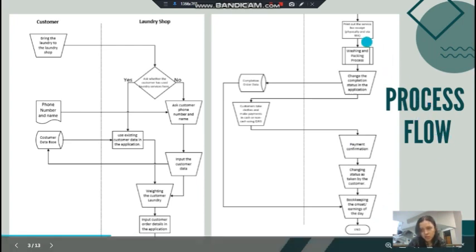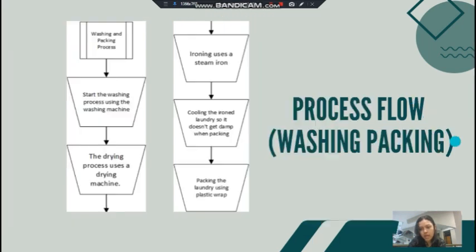Here we have the washing and packing process, and I will explain a little bit about the washing and packing process flow. For the washing and packing process, it starts by washing using the washing machine by the operator of washing, and then they will do the drying process using a drying machine or by natural drying, and they will do the ironing using a steam iron, and then they will cool the ironed laundry so it doesn't get damp once it's packed, and then they will pack the laundry using plastic wrap.